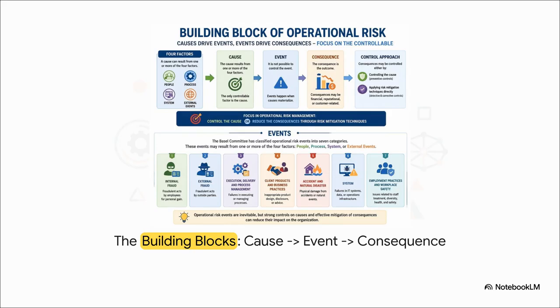Now, here is the absolute secret to operational risk management. You cannot catch the final falling domino. You literally can't control the event once it's already happening. You have to focus all your energy on stopping that very first domino from falling. You have to control the cause.